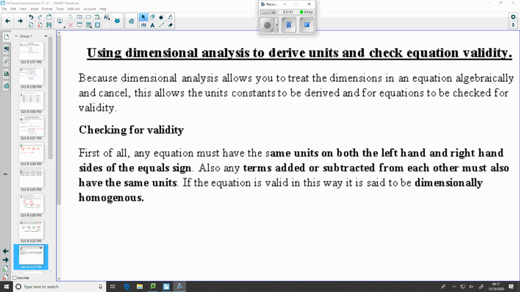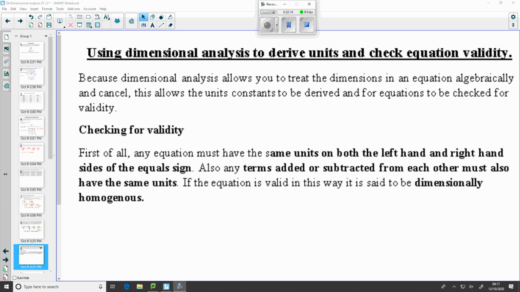Because dimensional analysis allows you to treat dimensions as an equation algebraically and cancel, this allows the units of constants to be derived and for equations to be checked for validity. So you can find the units of constants. You can check that the equation you've got is a valid one.